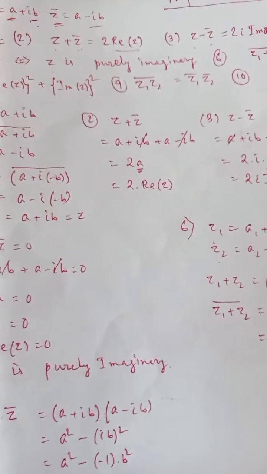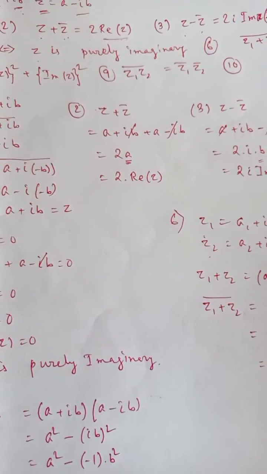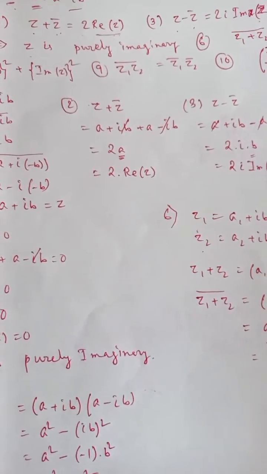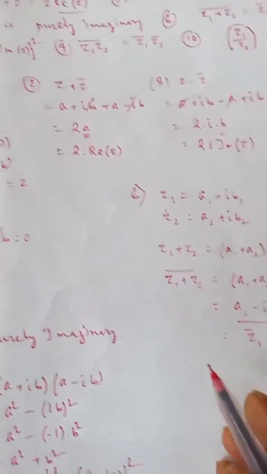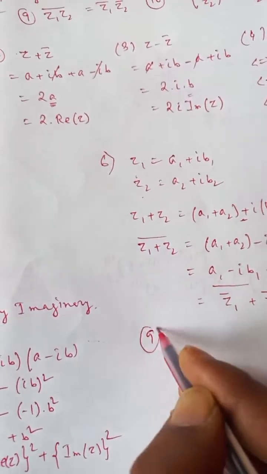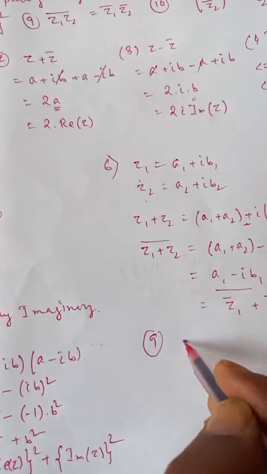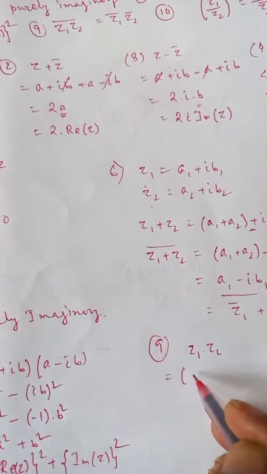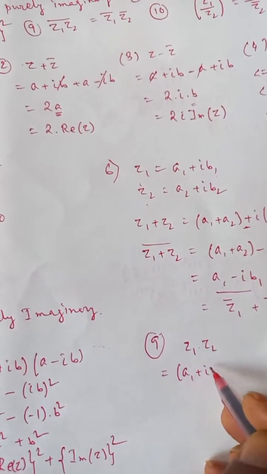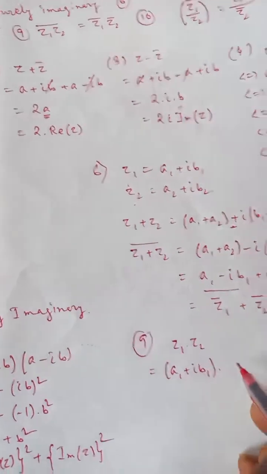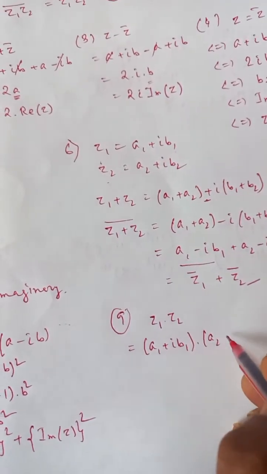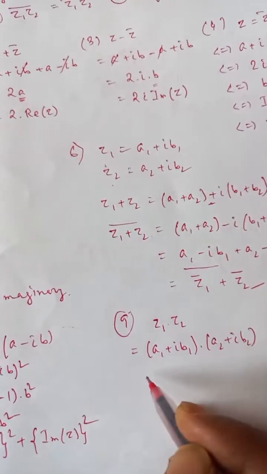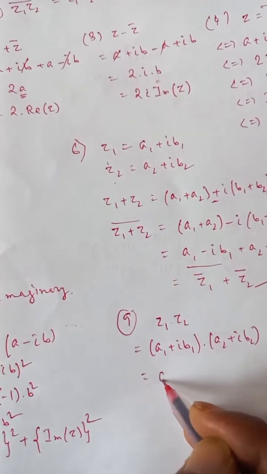Number 9: conjugate of z1 multiply z2 is equal to conjugate of z1 multiply conjugate of z2. So for number 9, z1 multiply z2 will be a1 plus iota b1 multiply a2 plus iota b2.